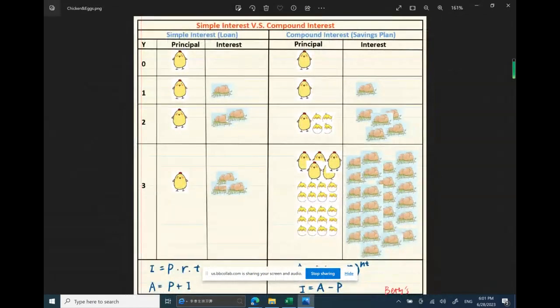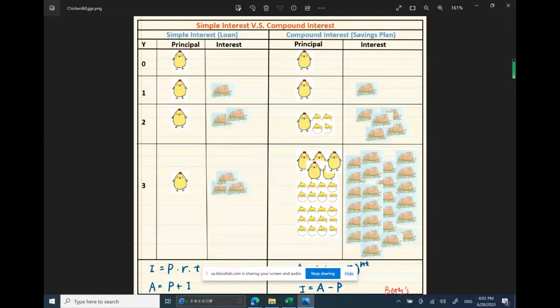I describe principal as chicken. Principal is the money you invest or borrow at the very beginning. Or you can also treat principal as the amount of money on which the interest is generated. And I describe interest as eggs. So how does compound interest work?